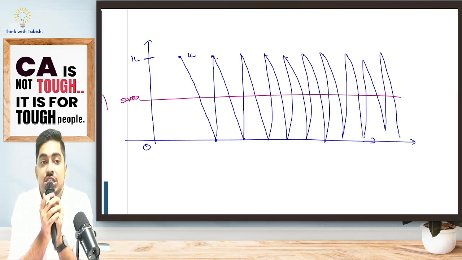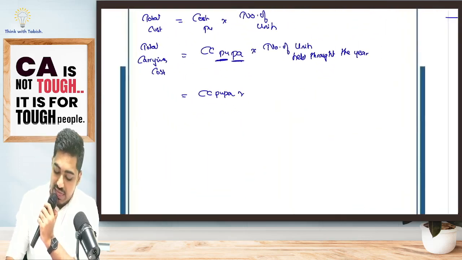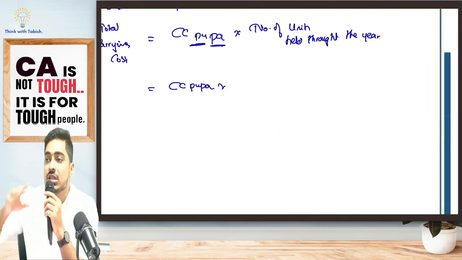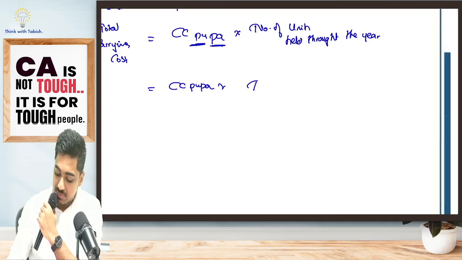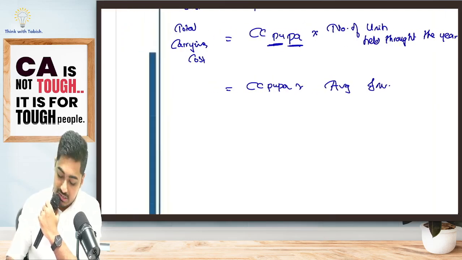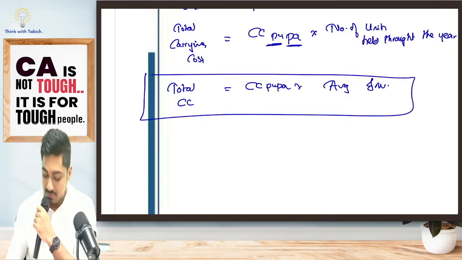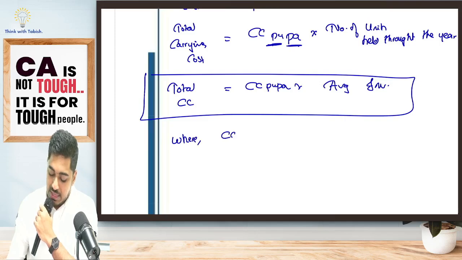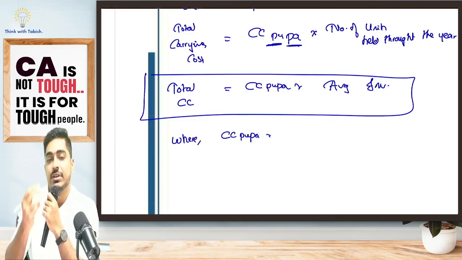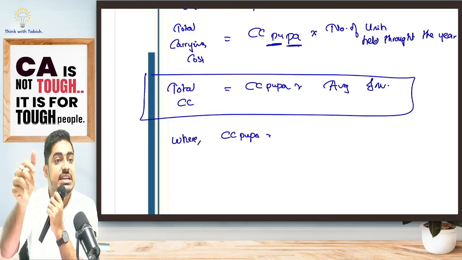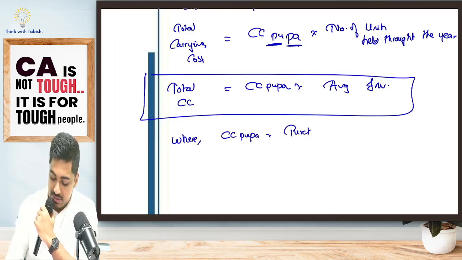On an average, how many units am I holding throughout the year? 50,000. That means I will say it is my carrying cost per unit per annum into the number of units held throughout the year, which is nothing but my average inventory. This is my total carrying cost. Is this clear, everyone? Perfect. Where carrying cost per unit per annum, I've defined it already. It is normally given as a percentage of purchase price. It is my purchase price per unit into carrying cost percentage and average inventory.